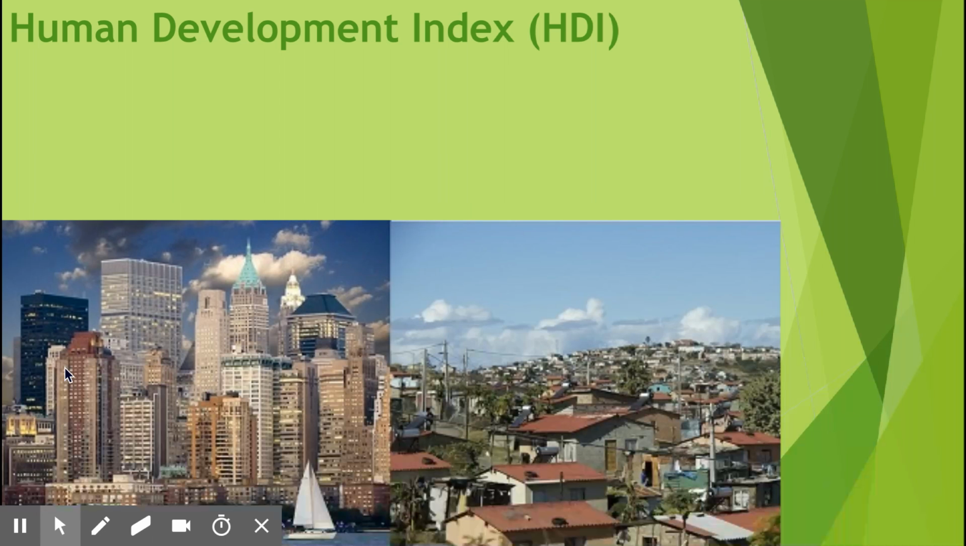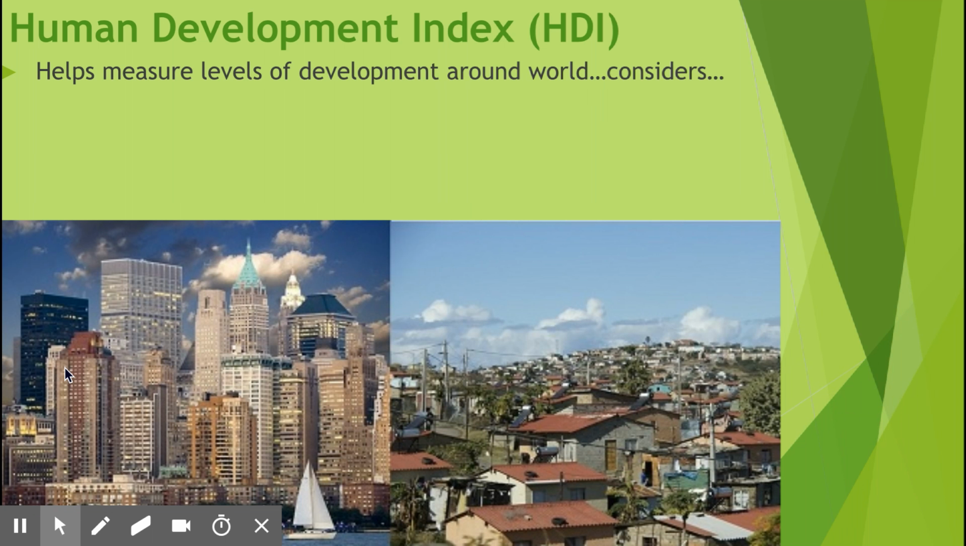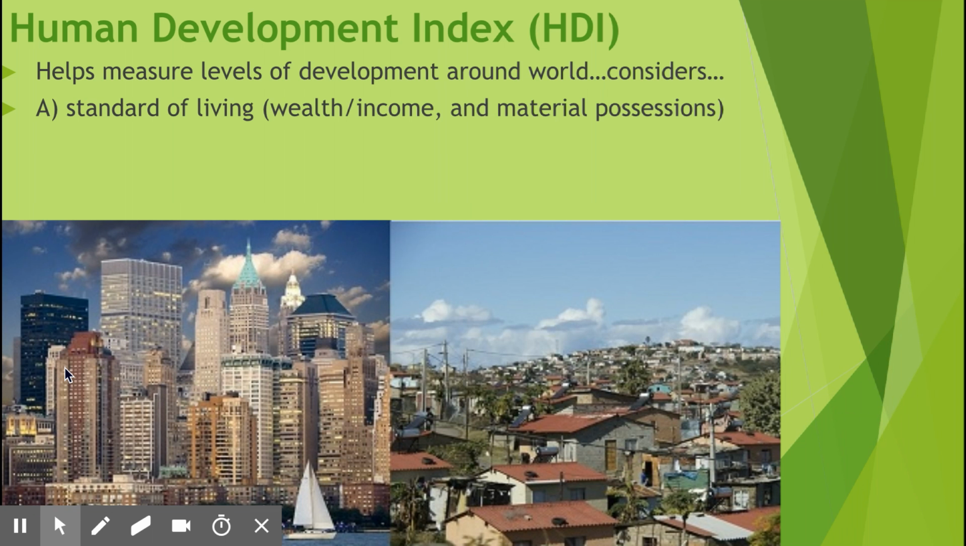And finally, I can actually already hear Joey in the back like, well, how do you measure it? And the answer is the Human Development Index. It helps measure the levels of development around the world, and it considers a number of things. The first is standard of living, which is wealth versus income, and material possessions. Do you have a lot of stuff? Do you have a little stuff? Do you have a lot of expendable income, or does it all go to necessities? Health and life expectancy.